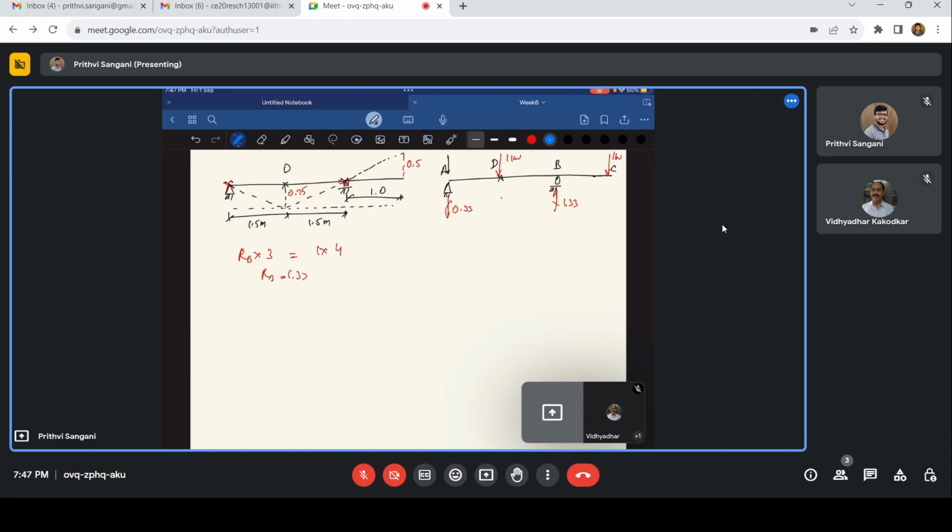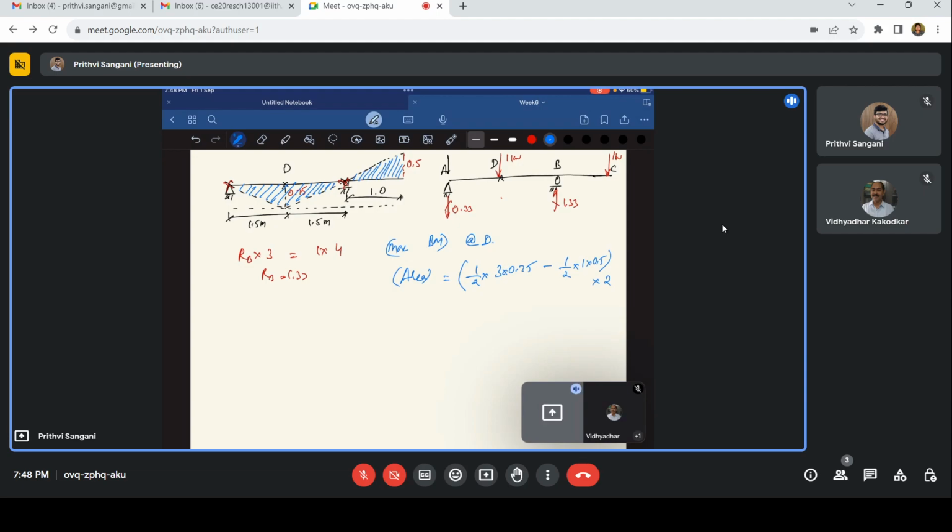So maximum bending moment at D. You just find out the area of this. So what is that area? Half of 3.75, minus half of 1.5 multiplied by 2.